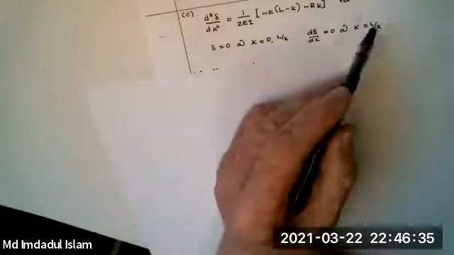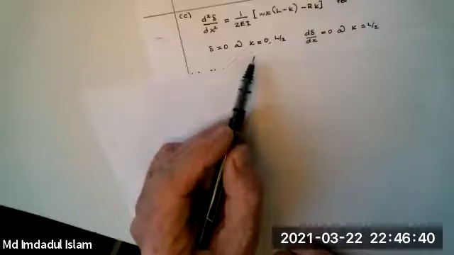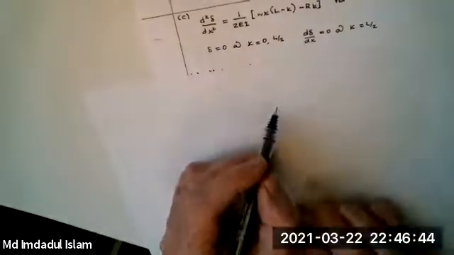Then you're supposed to do it on the first half. So you're going to have delta equals 0 at X equals 0 and at the center. And then because it's symmetric, it has to look like this.